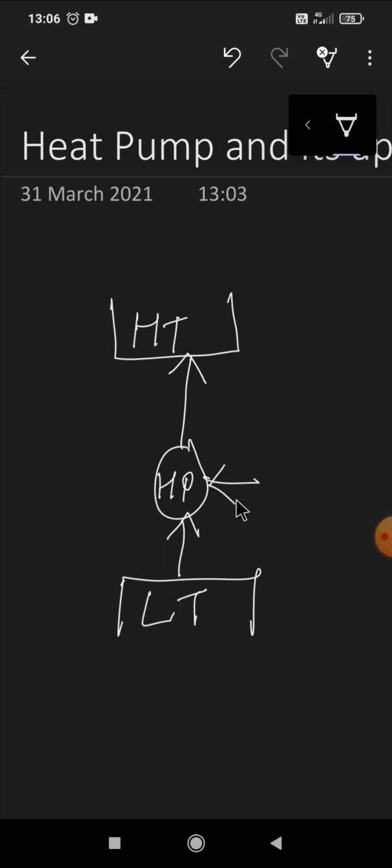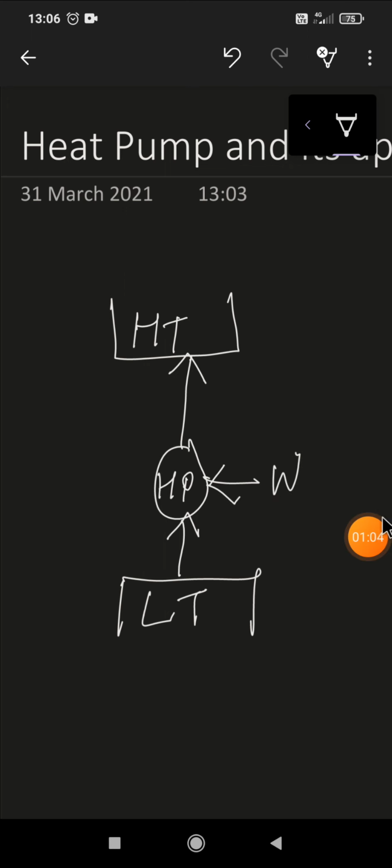Suppose this is a high temperature and this is a low temperature and this is a heat pump. A heat pump is a device which pumps heat from a low temperature source to a high temperature sink with the help of an external source of energy.